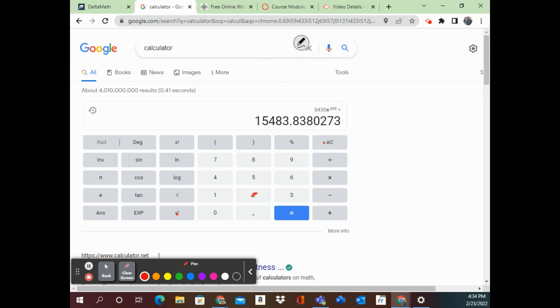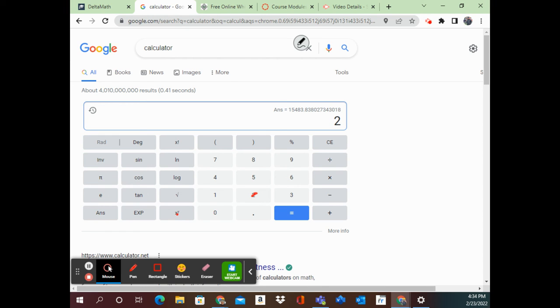So let me go ahead and clear this. We have 2 to the 19 divided by 6, and we're going to multiply that by 110. So our answer here should be 988.